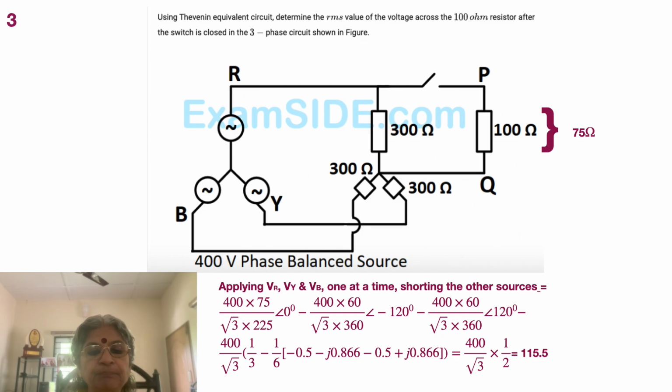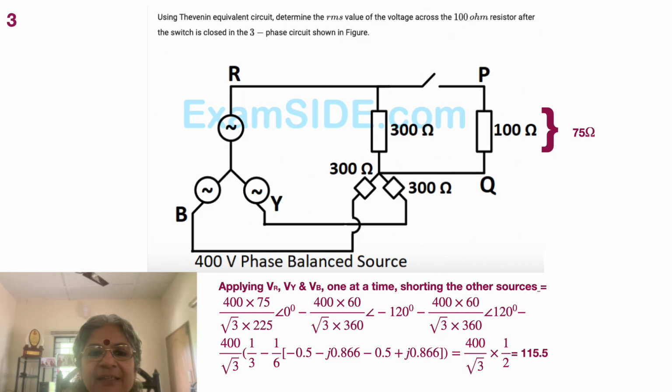This is the situation. What we have done is apply superposition because, as I said earlier, it is just an extension of the single phase. Three single phase extensions have been put together and superimposed because superposition is applicable. So let's look at the 400 volt being applied first only by the R phase, while the other two sources are shorted, so the 300 and 300 ohms are shorted together.